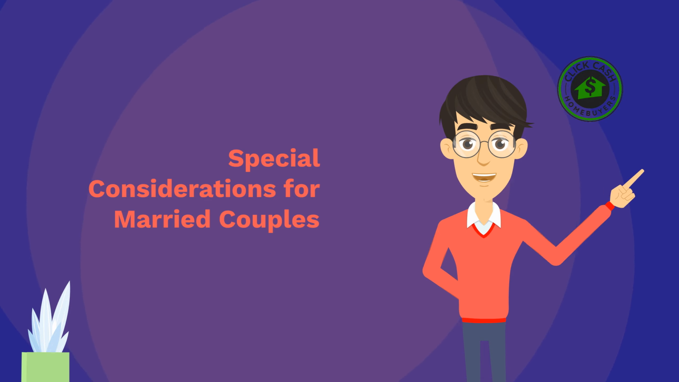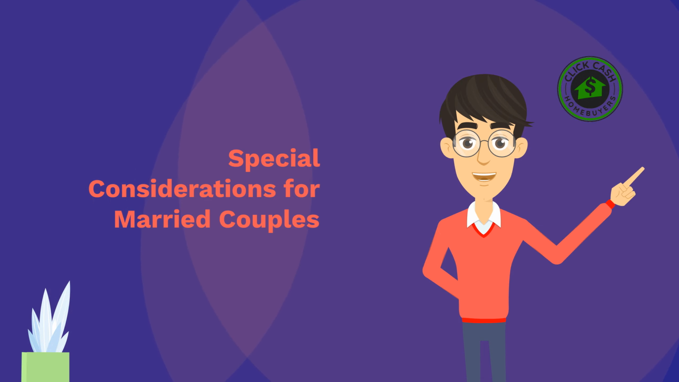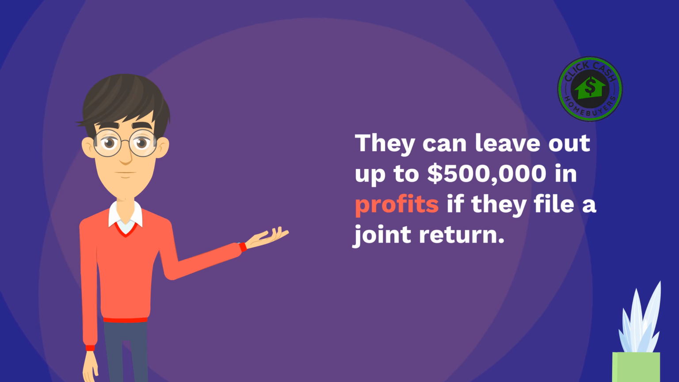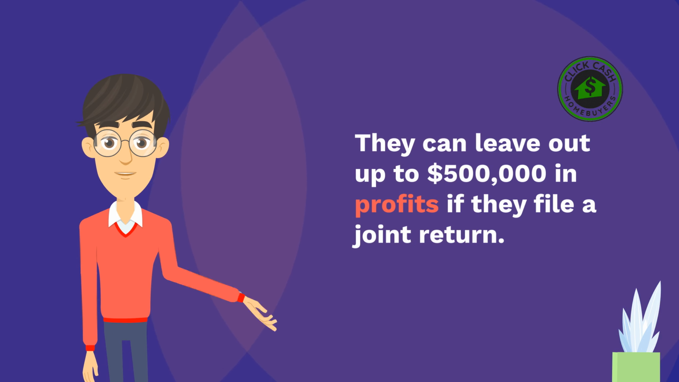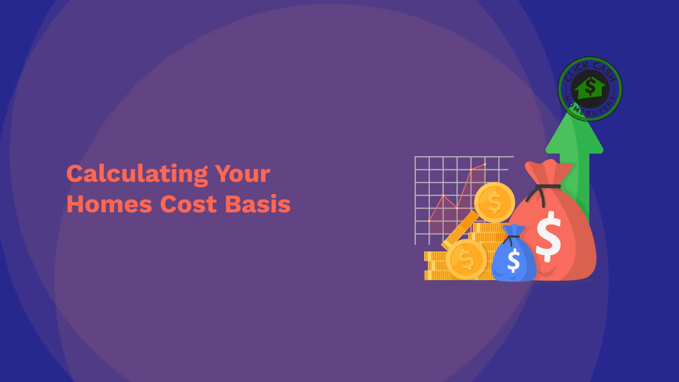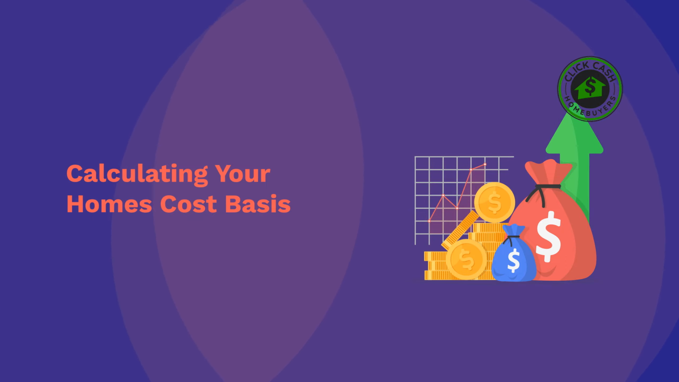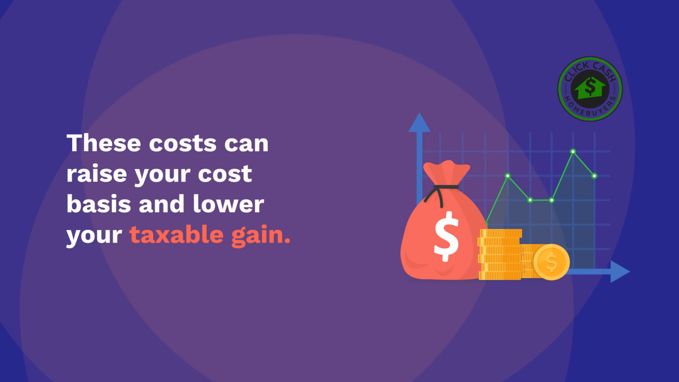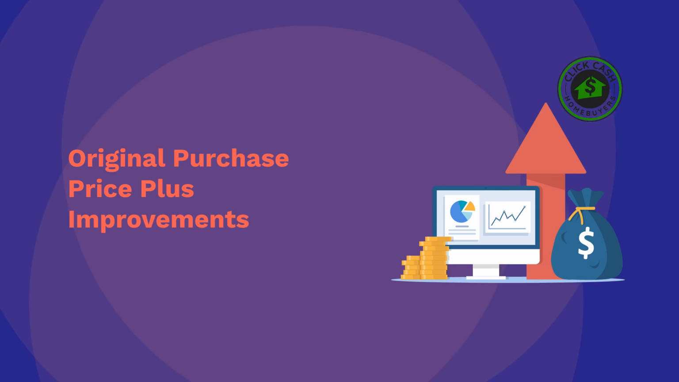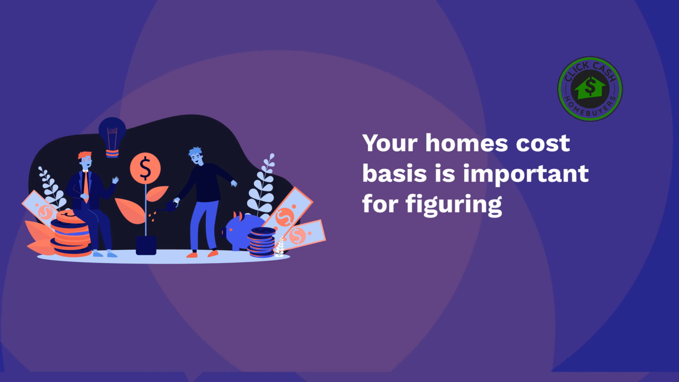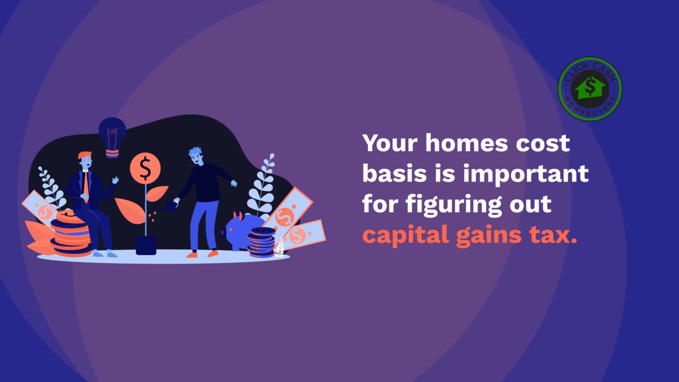Special considerations for married couples. They can leave out up to $500,000 in profits if they file a joint return. Calculating your home's cost basis. These costs can raise your cost basis and lower your taxable gain. Original purchase price plus improvements. Your home's cost basis is important for figuring out capital gains tax.